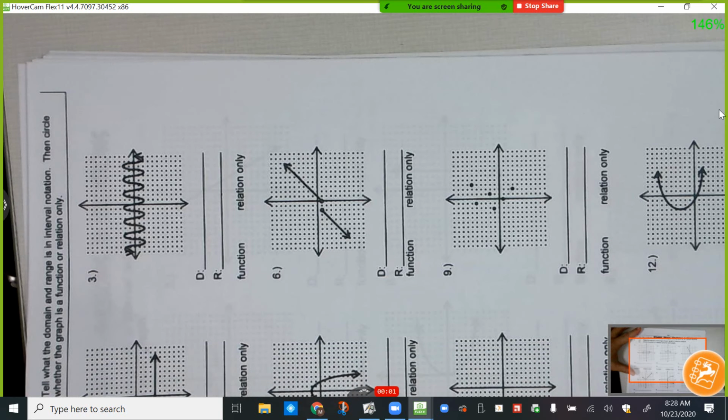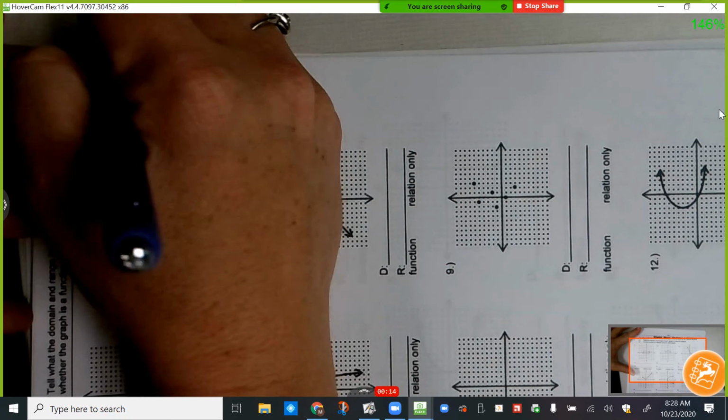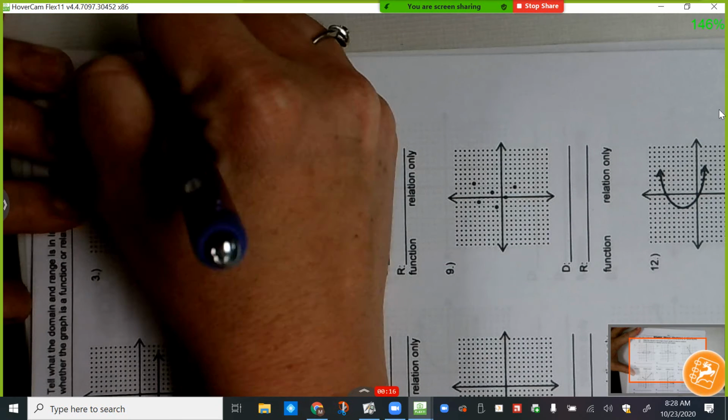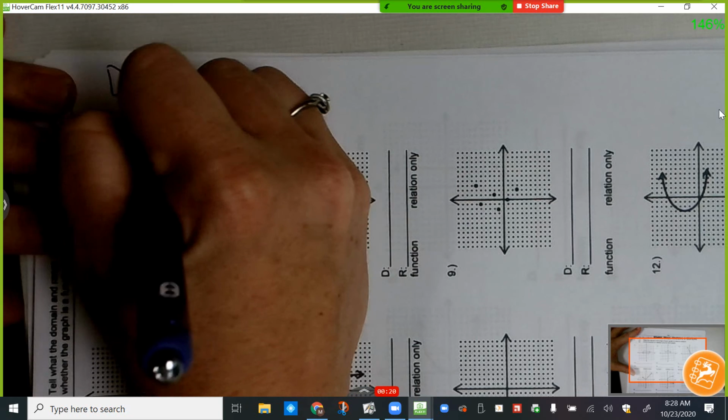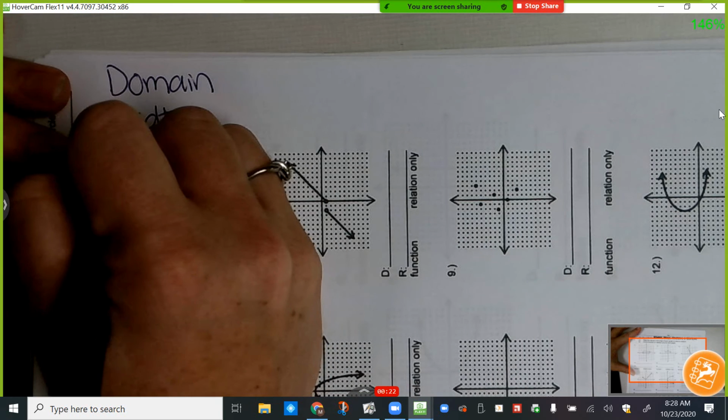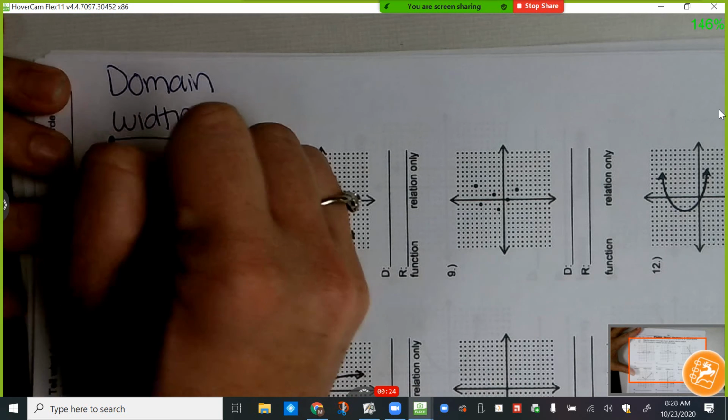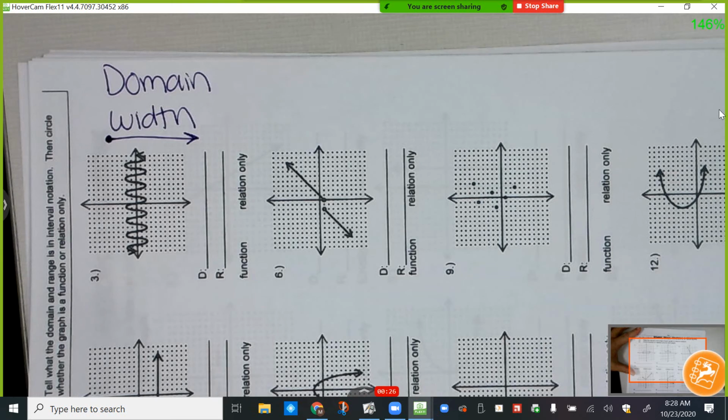Okay, so there are a couple things I want you to write down just as a reminder today. We did kind of write them down yesterday, but it's nice to have everything in one spot. So the main things I want you to know is your domain. What I like to say is it's your width. And you start farthest left and work your way right, and that's what keeps it least to greatest. Okay?